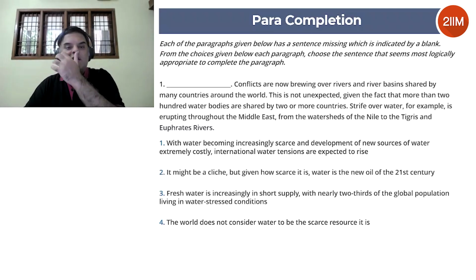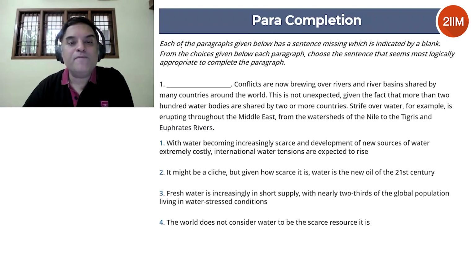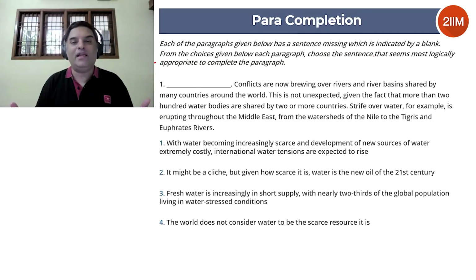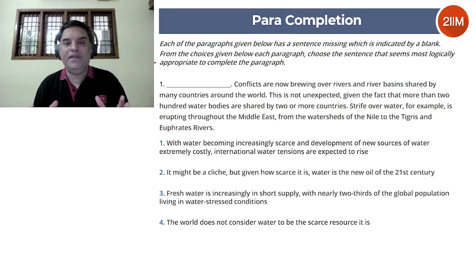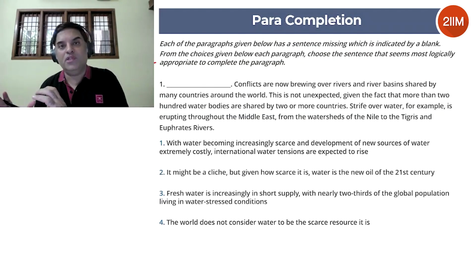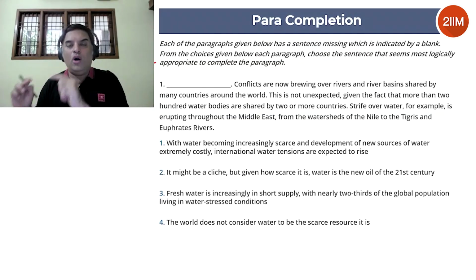They had a common set of instructions. There were about 4 questions. So let's read the instructions first. Each of the paragraphs given below has a sentence missing, which is indicated by a blank. From the choices given below each paragraph, choose the sentence that seems most logically appropriate to complete the paragraph. So it's a standard para completion question: they've removed a line from the paragraph, given you 4 options, and you have to choose the option that best completes the paragraph.